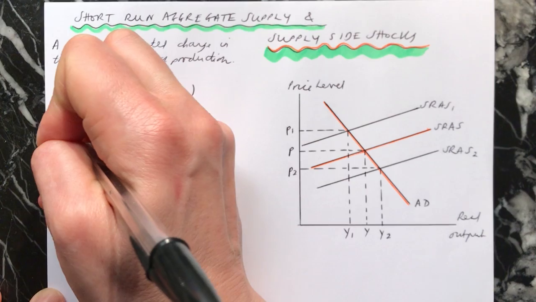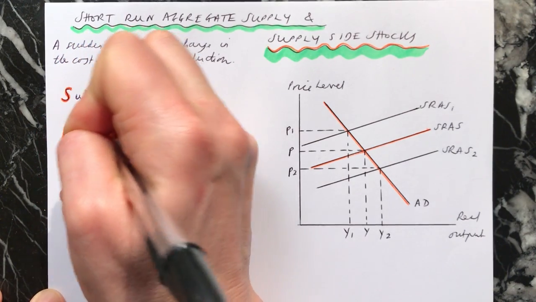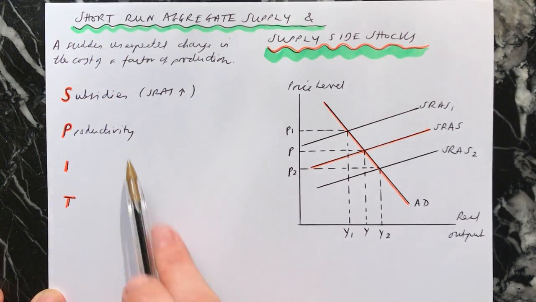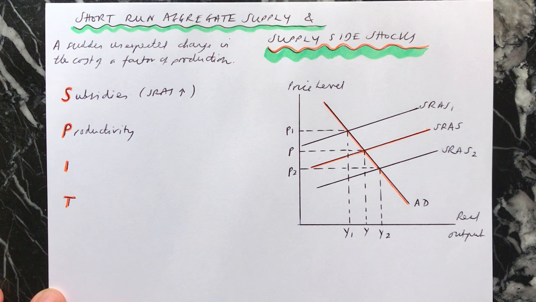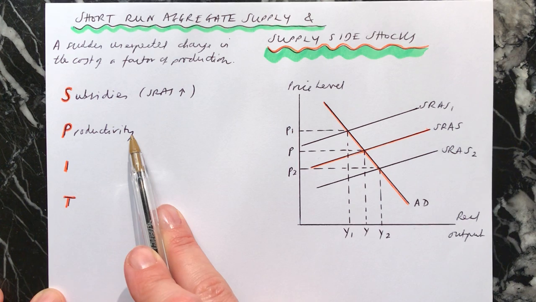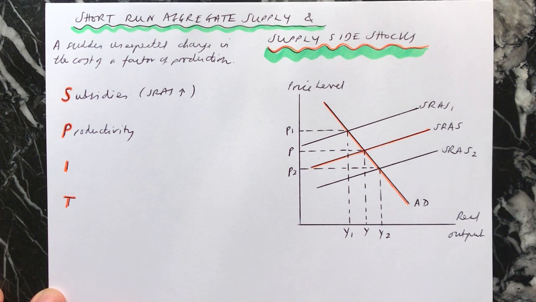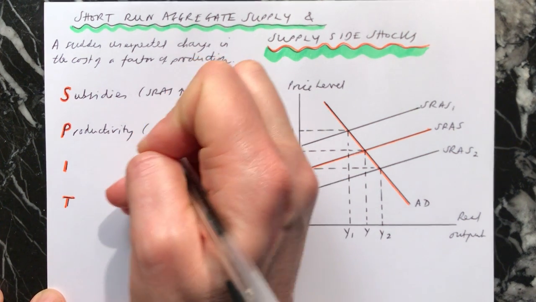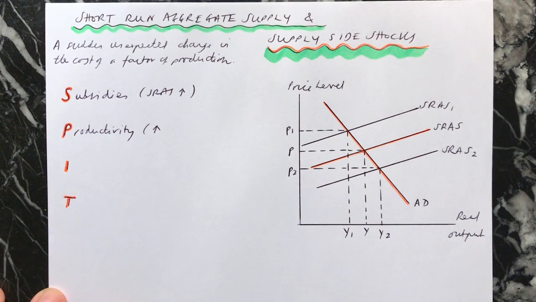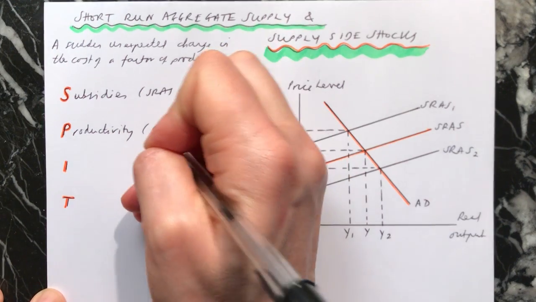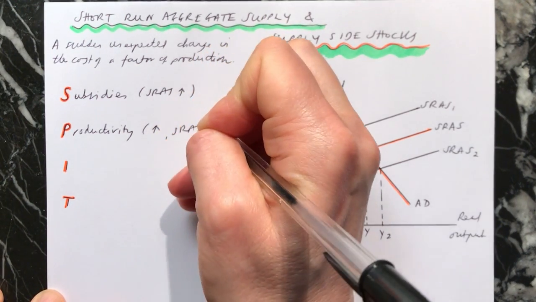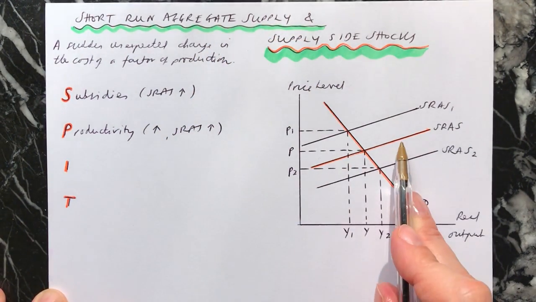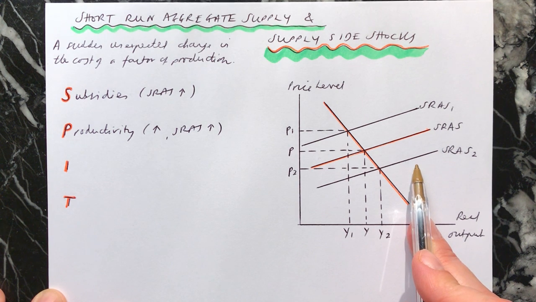The second one is productivity. We know that productivity is output per factor input per time period. And if your productivity, how much you're able to produce from your factors of production, let's imagine that this goes up. If your productivity is higher, your economy is capable of producing more. And that will cause your short-run aggregate supply to increase. So again, it would shift to the right to SRAS 2.